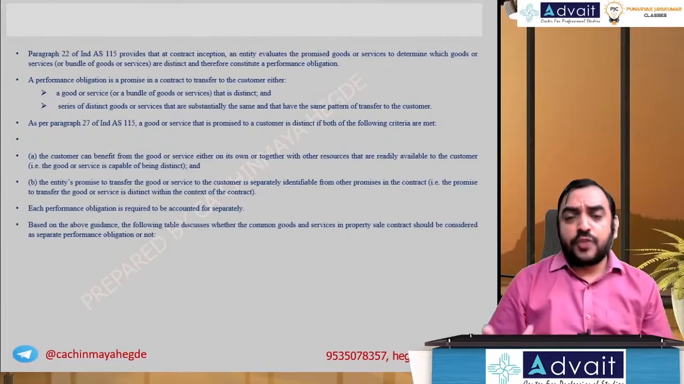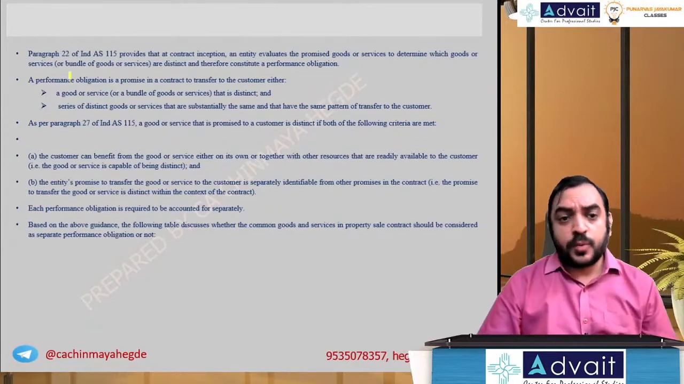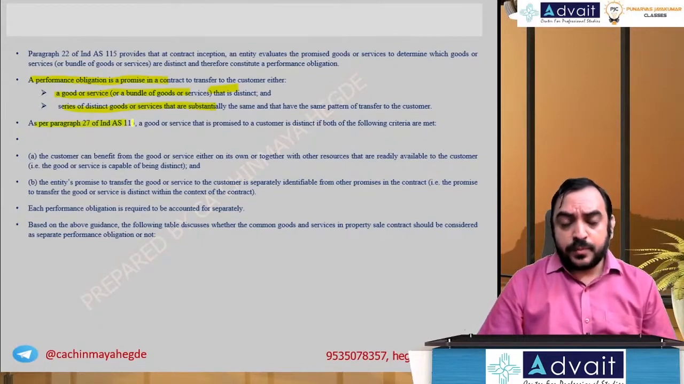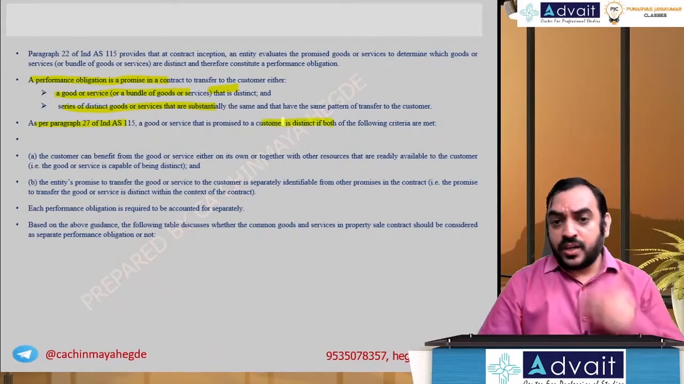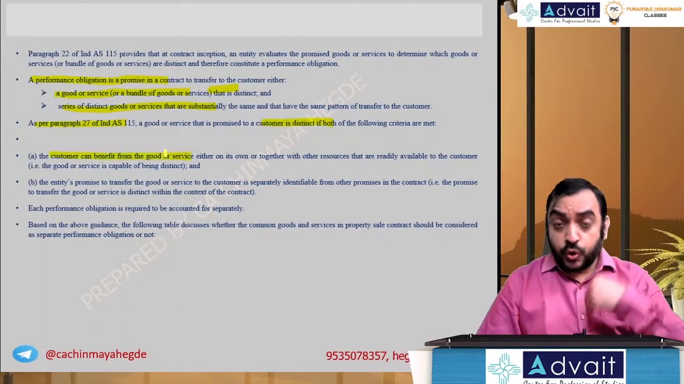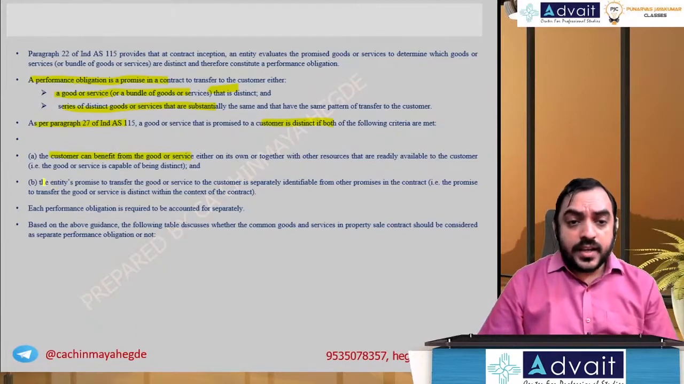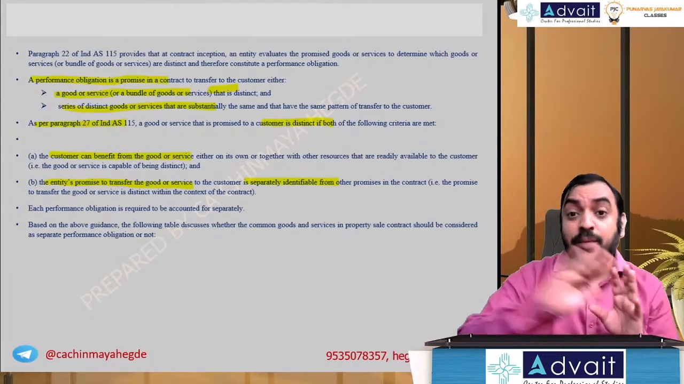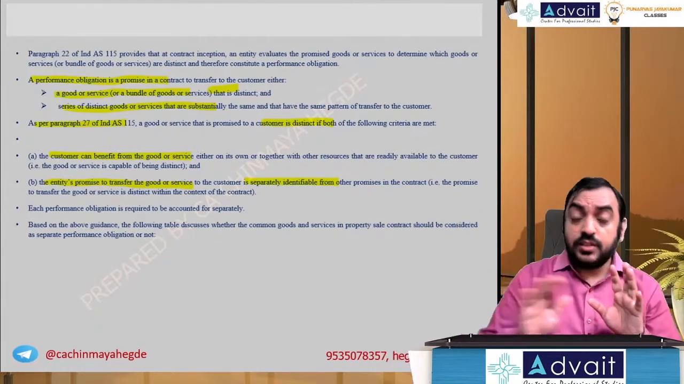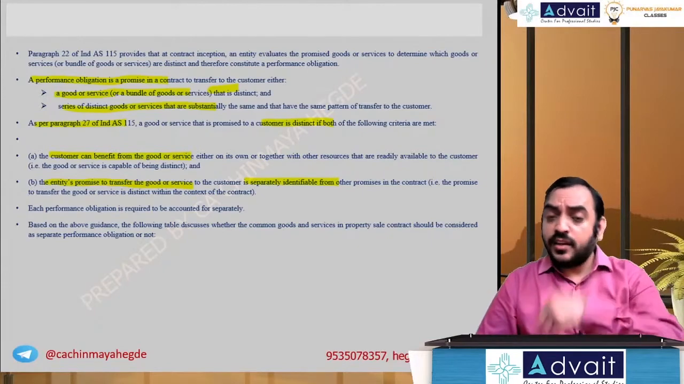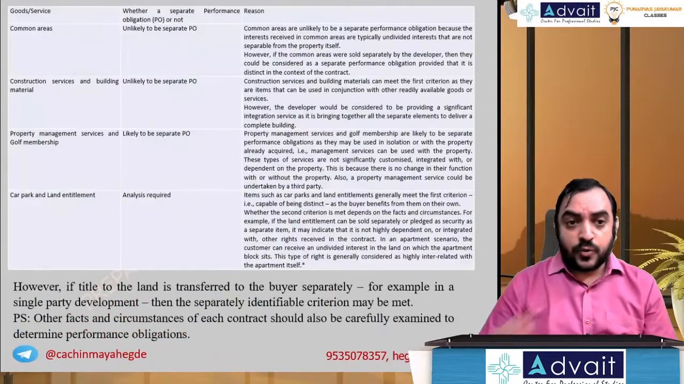First, what the paragraph will tell you regarding a separate performance obligation. A performance obligation is a promise of goods or services, or a bundle of goods or services that are distinct, or a series of distinct goods or services. And as per paragraph 27, it's distinct if conditions are satisfied. The customer can benefit on its own or with readily available resources. The entity's promise to transfer is separately identifiable, and there should be no significant integration, no customization, and no interdependency. If these are also not there, then they are distinct. Let's take them one by one.